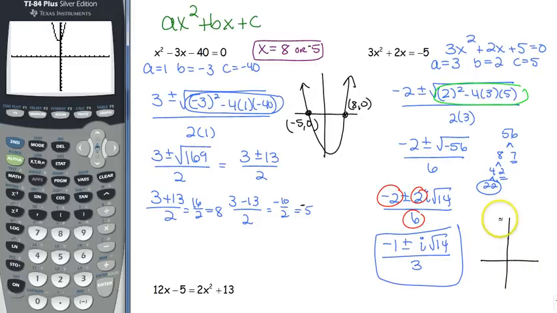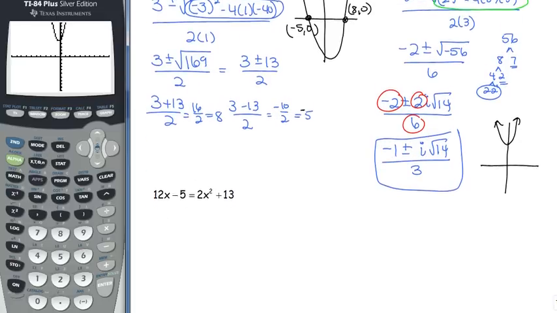And when we graph it this time, we see that our parabola is up here. There aren't any x-intercepts, and that's why we don't have any real solutions. These are imaginary solutions. Remember, there's a difference between real and imaginary. Since the negative is on the inside, we have imaginary solutions but no real solutions. So I don't have any x-intercepts.